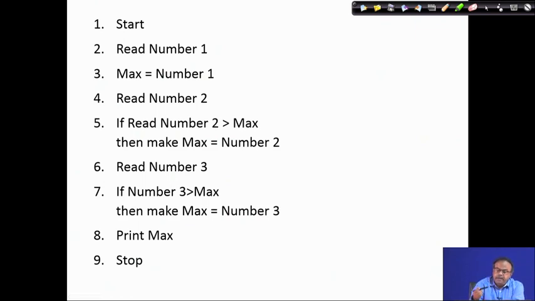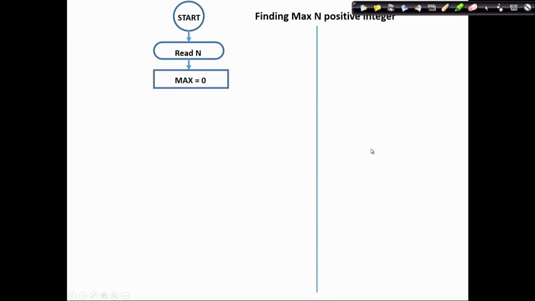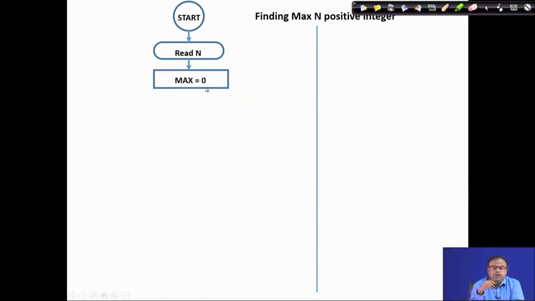So, the same thing. Now, we come to another variety of this, finding the maximum for n positive integers. Here I have taken a little liberty, finding the maximum of n positive integers. Earlier I was doing it for all numbers, but just as a change. So, let us see. I read n again. N means the number of numbers that I want to read. Now, I set max to 0.